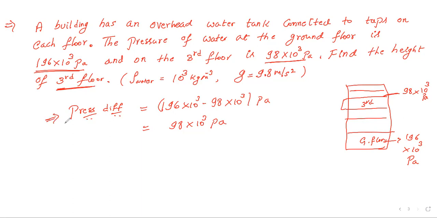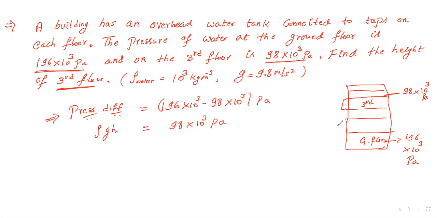So basically this pressure difference is nothing but rho G H. This is what we proved in the last class. Rho is the density of the water, G is the acceleration due to gravity, and H is the height through which the water flows.